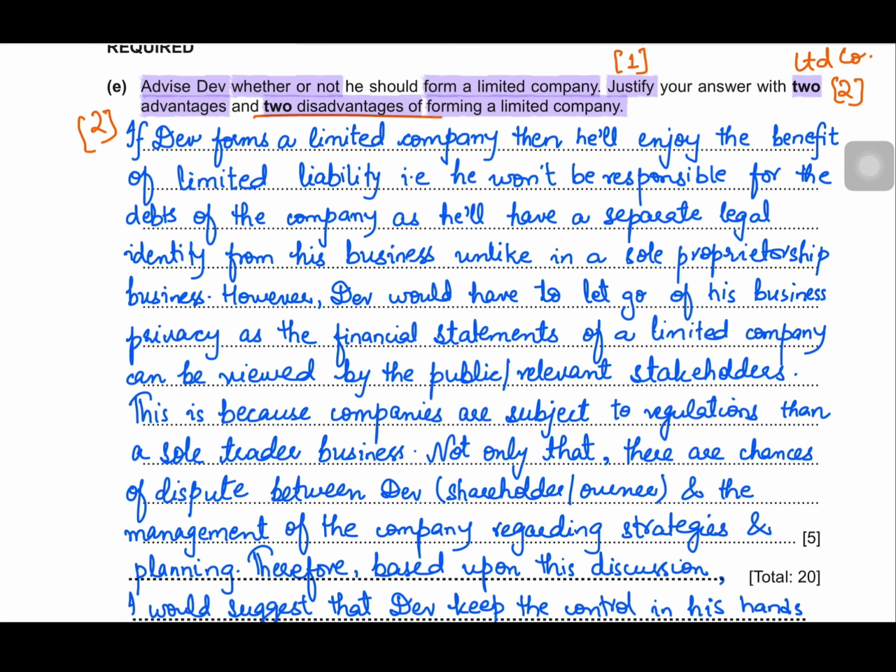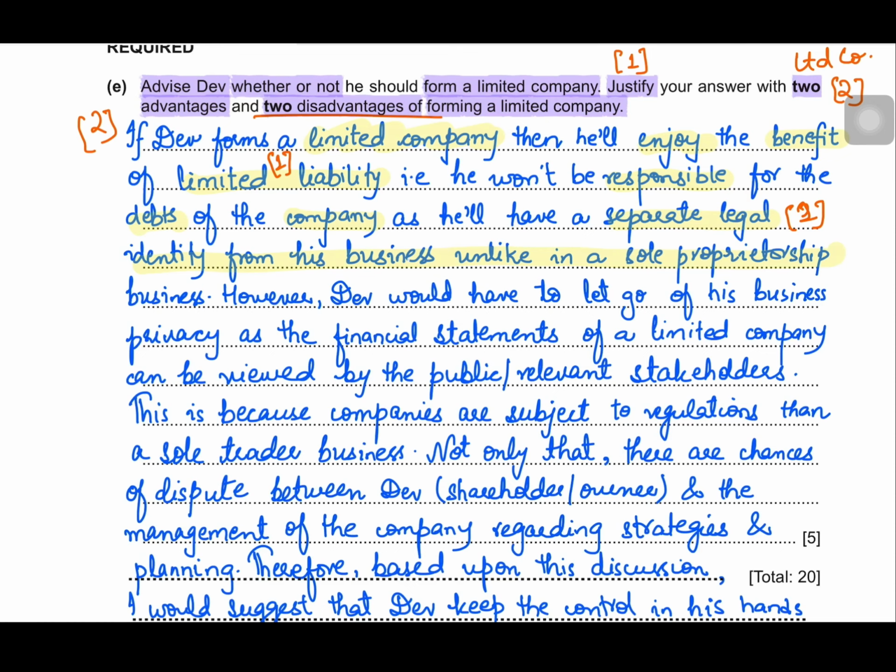We can say that if Dave forms a limited company, then he will enjoy the benefit of limited liability. This is the first benefit, 1 mark. That is, he won't be responsible for the debts of the company, as he'll have a separate legal identity from his business, unlike a sole proprietor business. So this is the second benefit for another 1 mark: separate legal identity and limited liability.